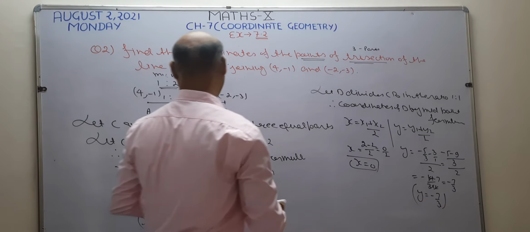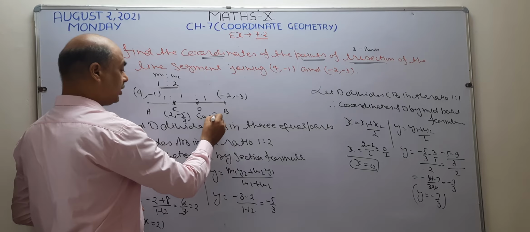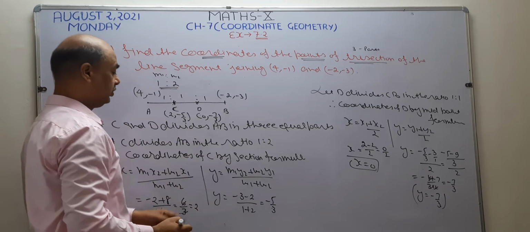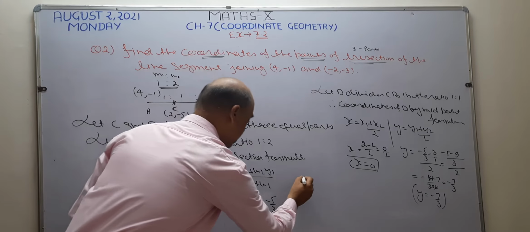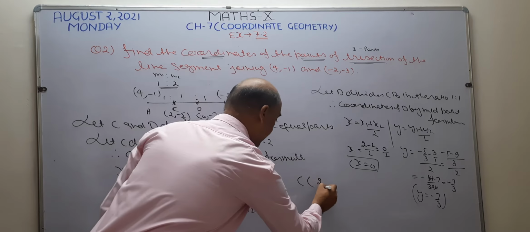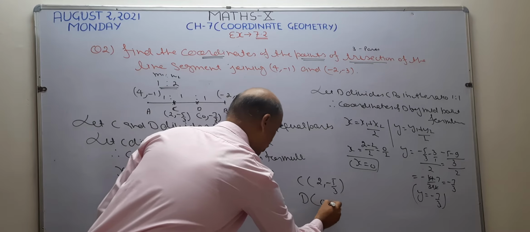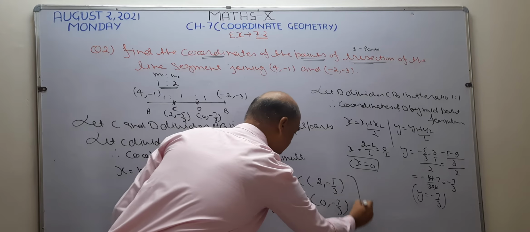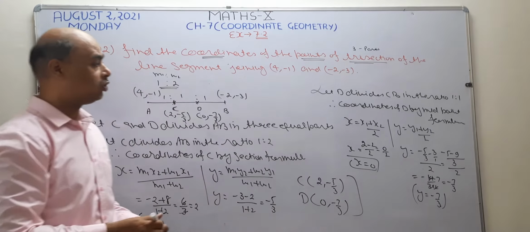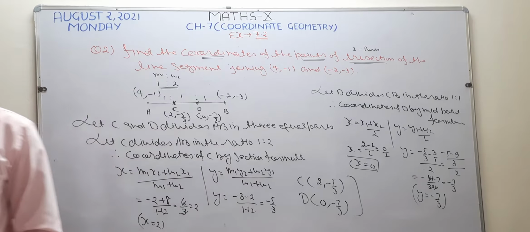So, the coordinates of D are complete. This becomes 0 and minus 7 by 3. Now, the coordinates of C are 2 and minus 5 by 3. And the coordinates of D are 0 and minus 7 by 3. This is your answer. Okay? I hope it is clear now.